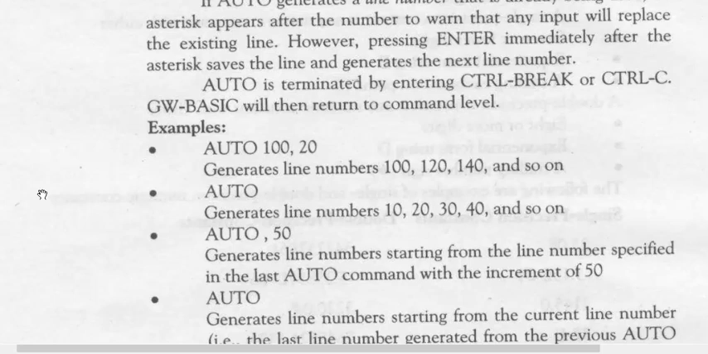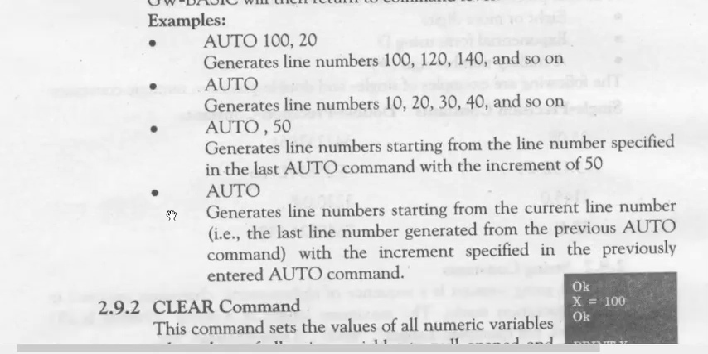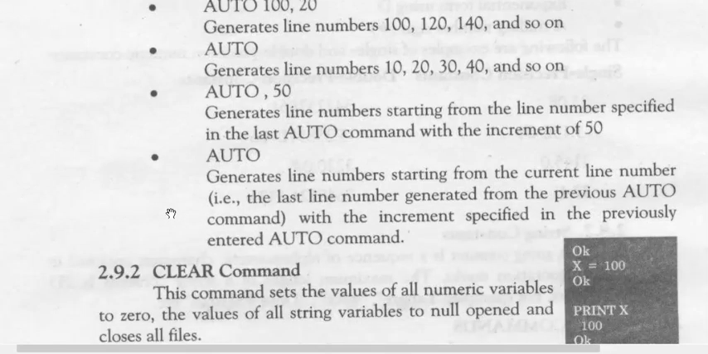AUTO . generates line numbers starting from the current line number, that is, the last line number generated from the previous AUTO command, with the increment specified in the previously entered AUTO command. It will continue from the last AUTO command you have used in the program.